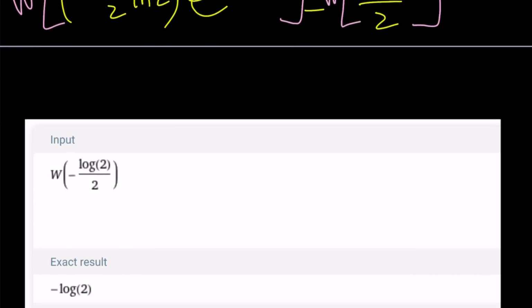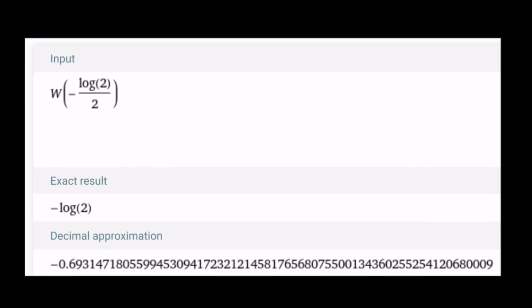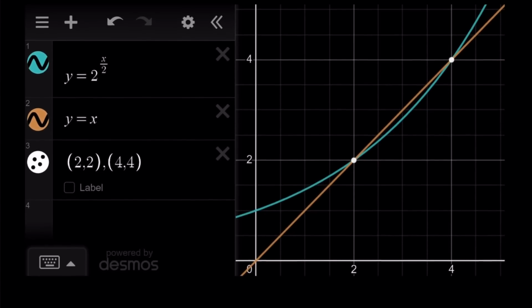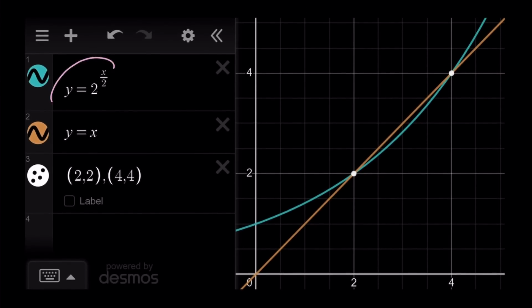But the problem is when you evaluate this in Wolfram Alpha, you get a negative answer for this one. Why is that happening? Something to think about. Let's go ahead and take a look at the graph and we'll just finish up. So here's the graph. As I told you earlier, we have an exponential function and a linear function. They intersect at 2 points, x equals 2 and x equals 4.